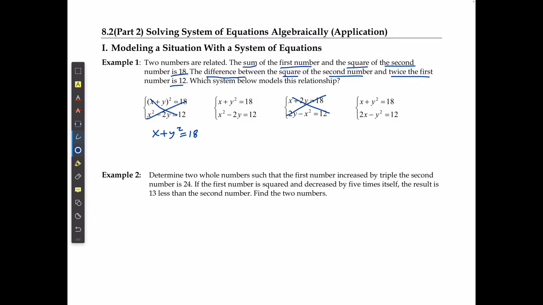The second part, the difference between the square of the second number, and difference means subtraction in math, and twice the first number is equal to 12. In this case, this one doesn't work because it's the square of the first number. And this one actually doesn't work because you're subtracting the y squared from the 2x as opposed to the other way around, remembering that the order does make a difference when we're doing subtraction, which means that none of these work.